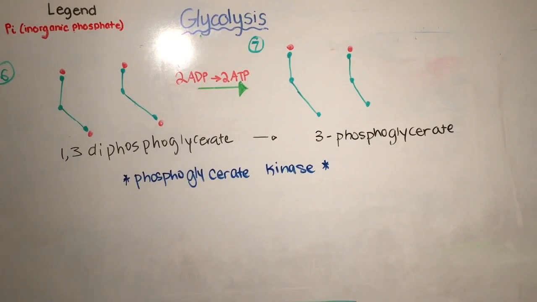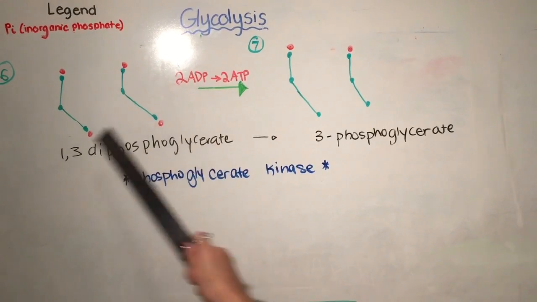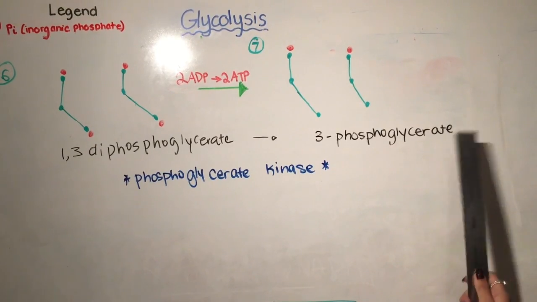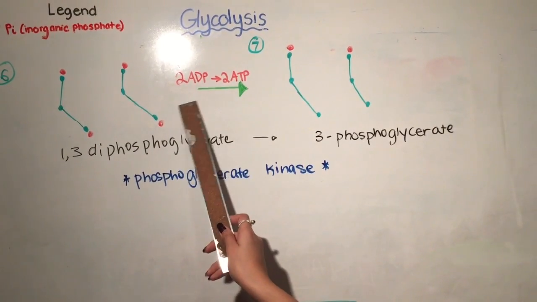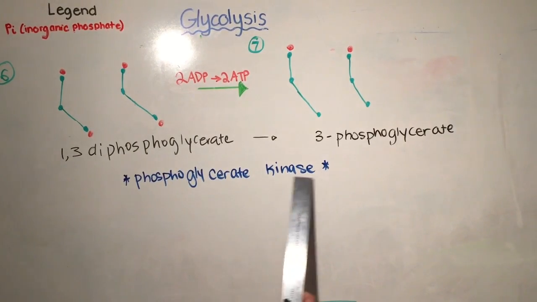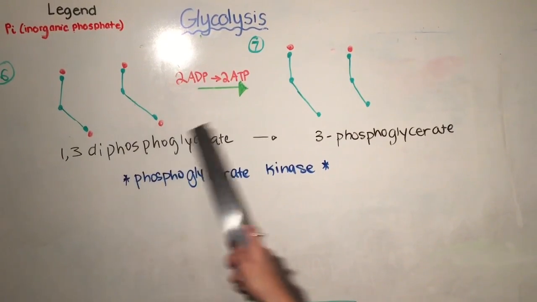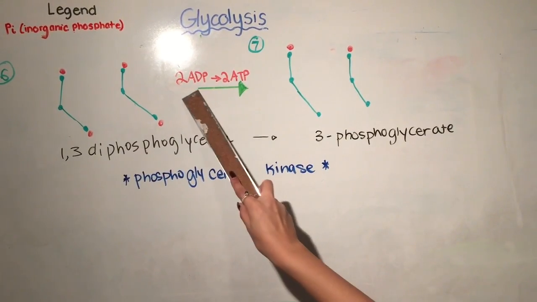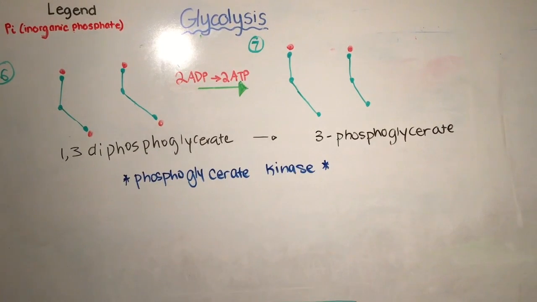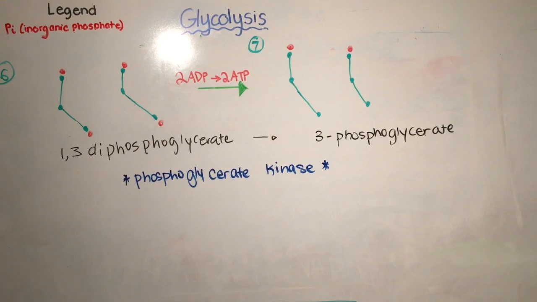Step 6 to step 7 involves taking 1,3-bisphosphoglycerate and converting it into 3-phosphoglycerate. How this works is through 2 ADP coming along and changing to 2 ATP through the phosphoglycerate kinase enzyme. The phosphate groups attached to the ends of the carbon molecules are left and become 2 ATP rather than 2 ADP. We are still left with the phosphate groups attached to the carbon molecules.